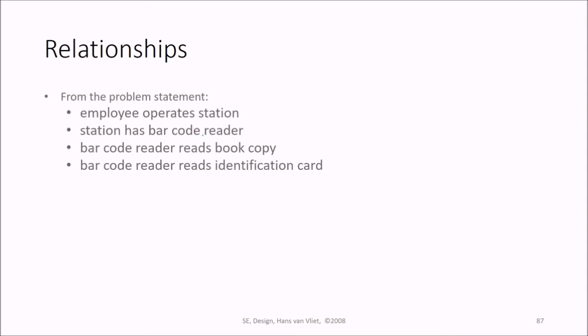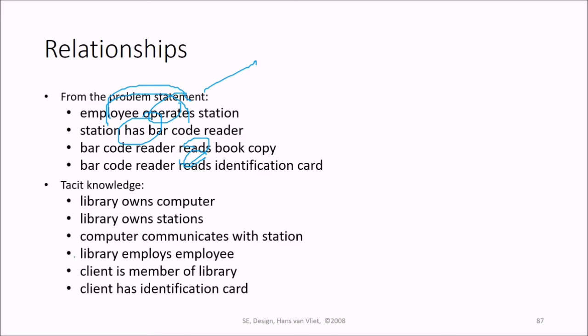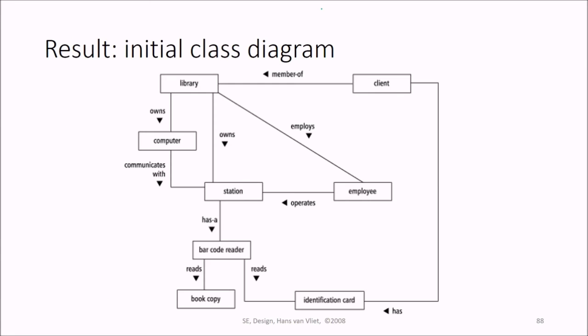Then we come to the relationships. As we have seen in the problem statement just now, employees operate the station. Station has a barcode reader. The barcode reader reads, has, operates. So these are all verbs, actions. So the barcode reader reads the identification card. The tacit knowledge is: library owns the computer, library owns the station, computer communicates with station, library employees, client is a member of a library, client has an identification card. So all these relationships are there.